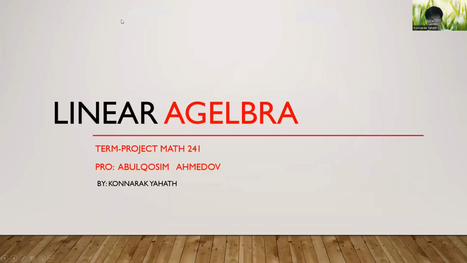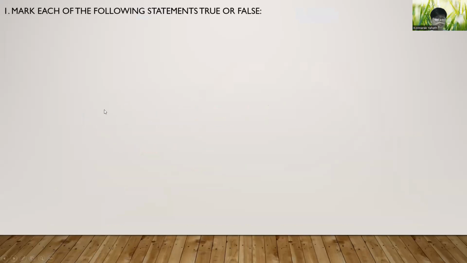I'm from section 1, and today I'm going to do the problem solving on the chapter 3 review question. Okay, now let's move on to the problem. 1. They want us to mark each of the following statements true or false. There are 10 statements, and the 7th statement is true, and only 3 statements are false. And I will prove for you why those statements are false.